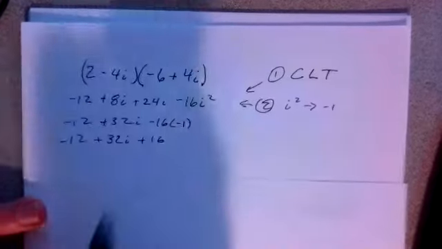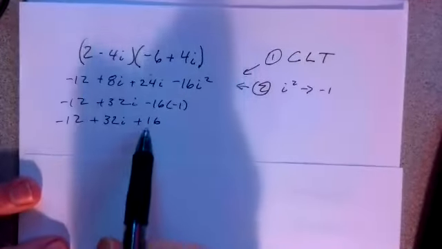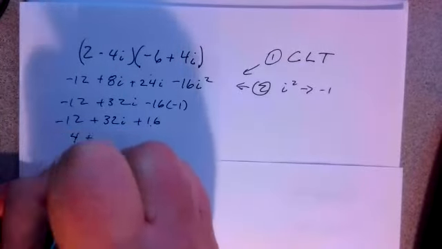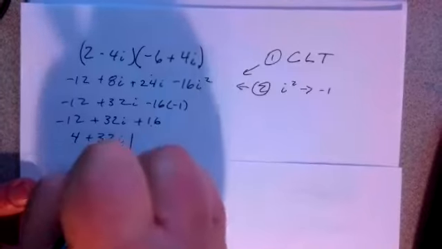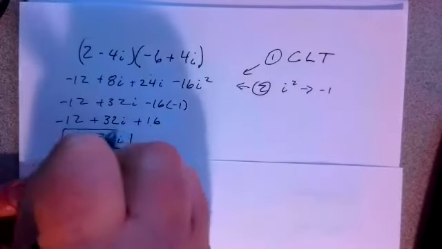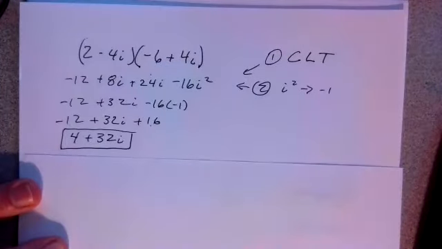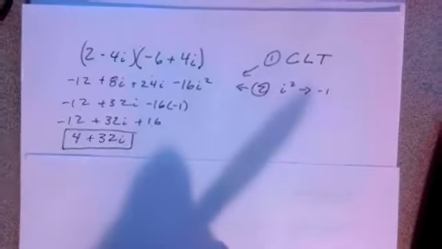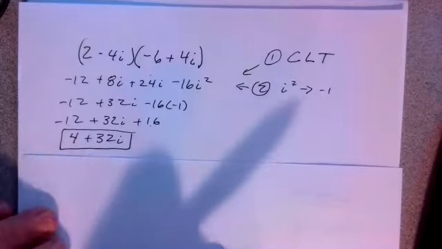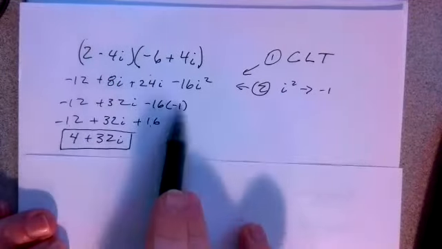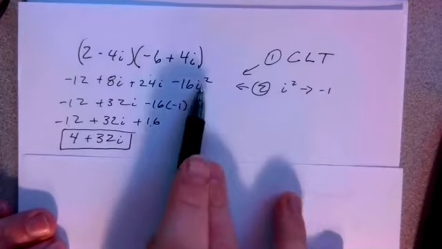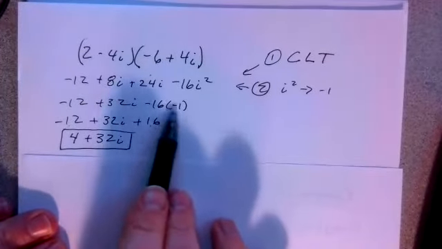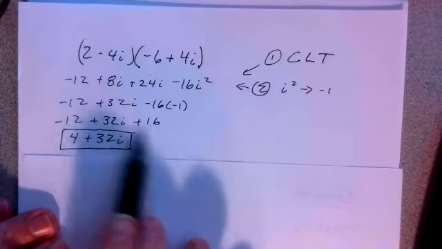And my last step here is to combine my like terms one more time. Positive 16 and a negative 12 is a positive 4 plus 32i. And that is my final answer. So when we FOIL, there's an extra step than what we're used to. We're used to combining like terms and we're done. However, when I have that i squared, it's really negative 1. So I have to take that extra little step to switch it and then combine my like terms one more time.